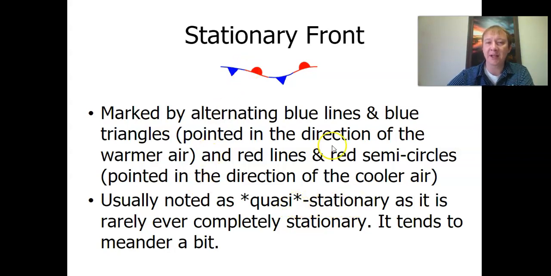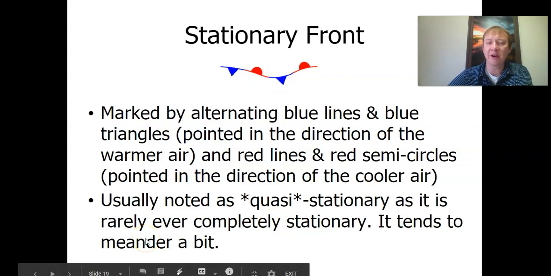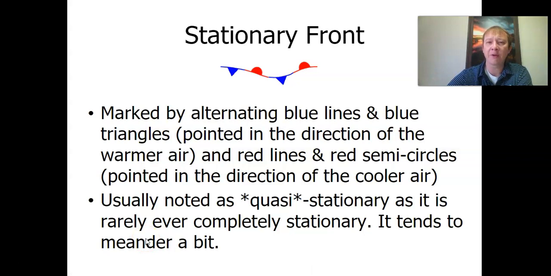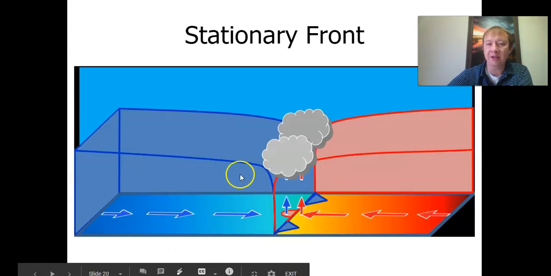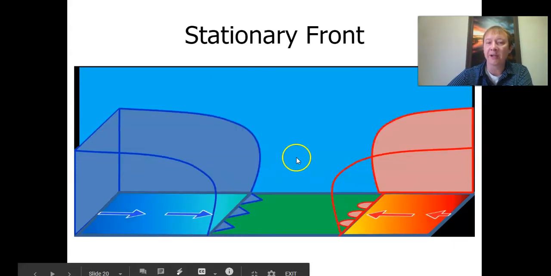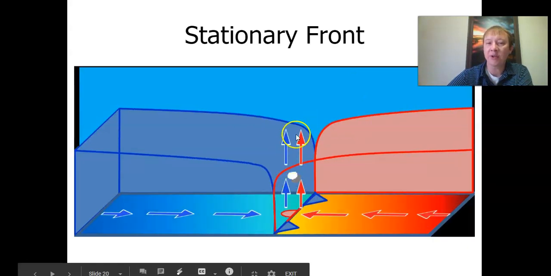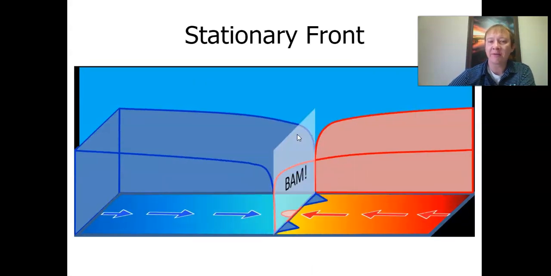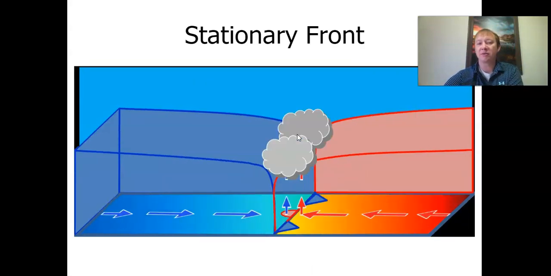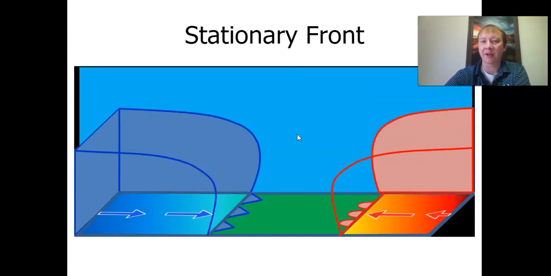A lot of times we say it's stationary, and stationary normally means that it's not moving, but it does still move a little bit. It'll meander, or shift slowly back and forth depending on which air mass has more energy. When we're looking at the animation here, the stationary front, they just simply collide. Again, the air begins moving up, the warmer air moves up carrying moisture, and we create rain and we get storms. A lot of times with stationary fronts, we tend to see just drizzly rain all day. So it's just a miserable day.